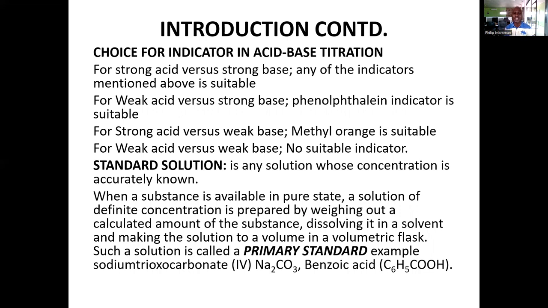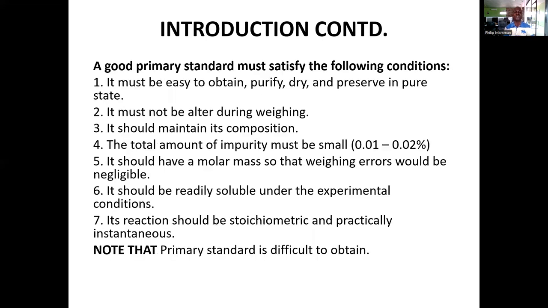What is a primary standard? It's when a substance is available in pure state and a solution of definite concentration is prepared by weighing out a calculated amount of the substance, dissolving it in a solvent, and making up the solution to the volume in a volumetric flask. That's an example of a standard solution. Examples of a primary standard are anhydrous sodium trioxocarbonate(IV), or benzoic acid. These are examples of a primary standard.